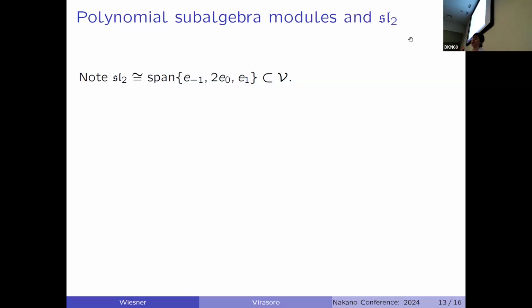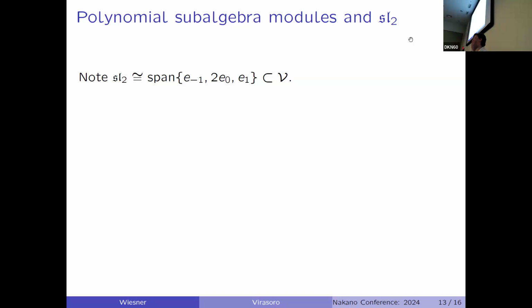Okay, and the first is not a connection to the Virasoro algebra modules, but actually to SL2. So the Virasoro algebra has lots of copies of SL2 in it. This is one of them. We can take the span of E-1, E0, and E1, and I'm thinking of these as mixing up with the standard basis E, H, and F.